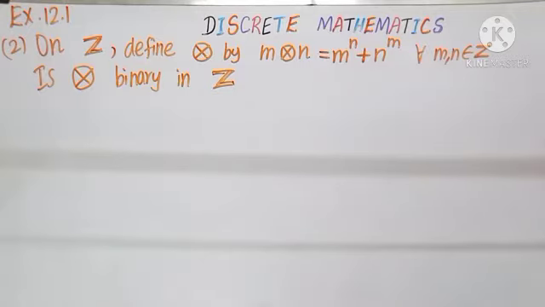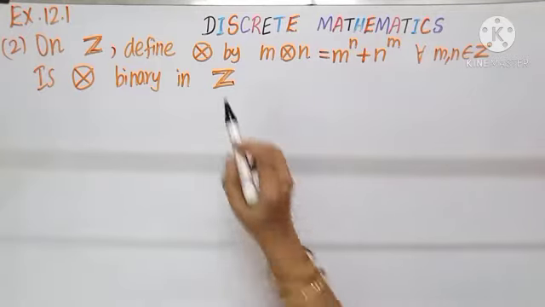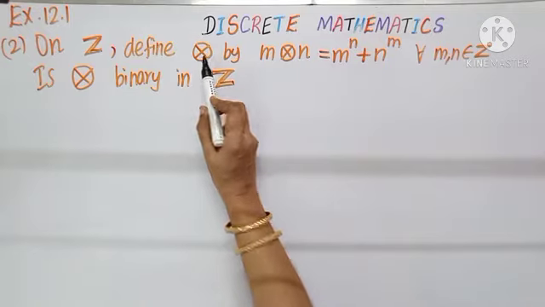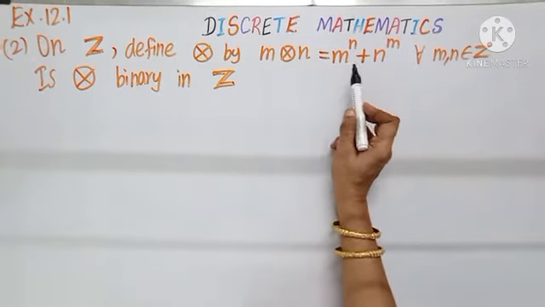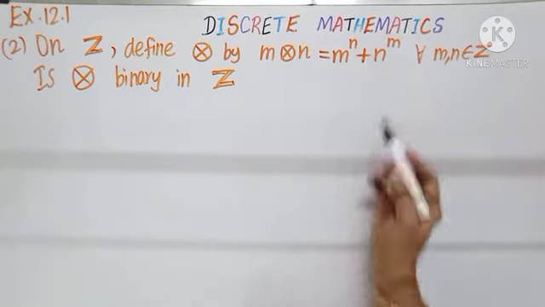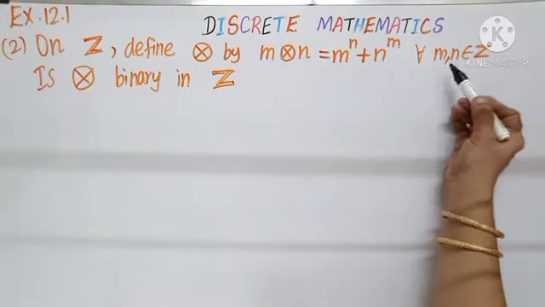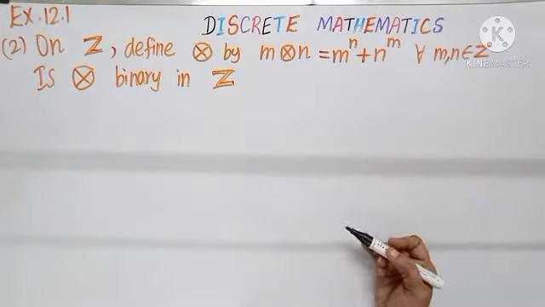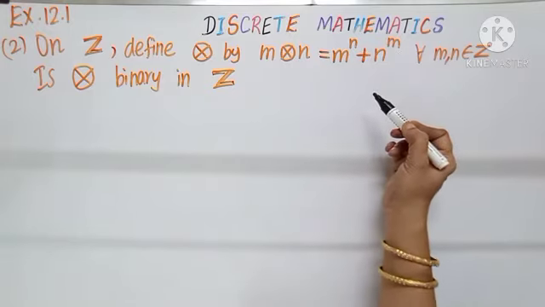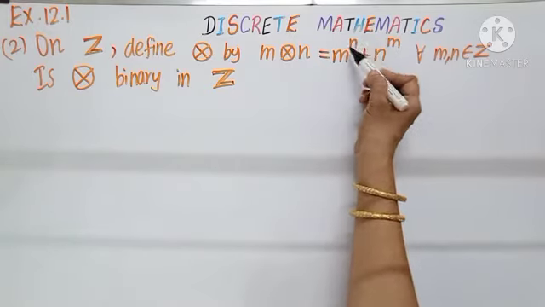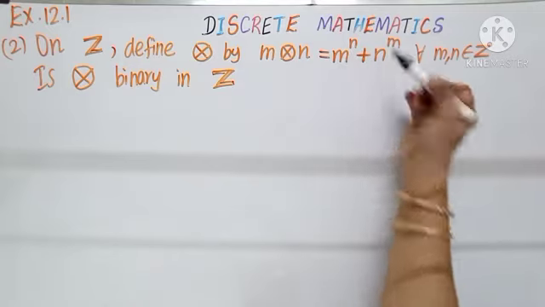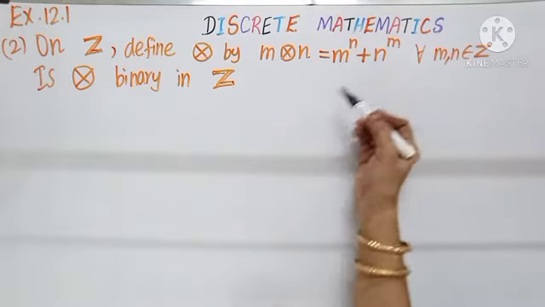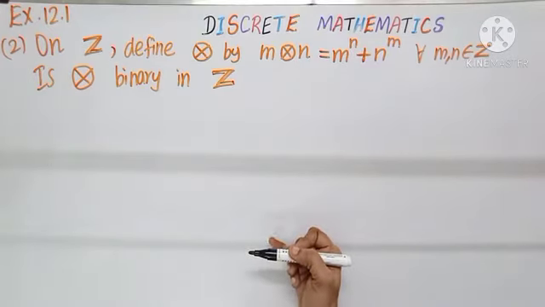Second question, on Z, define an operation like this by m star n equals m power n plus n power m, where m and n are in Z. As I see this, m power some number, n power this number. Will the answer be in Z?